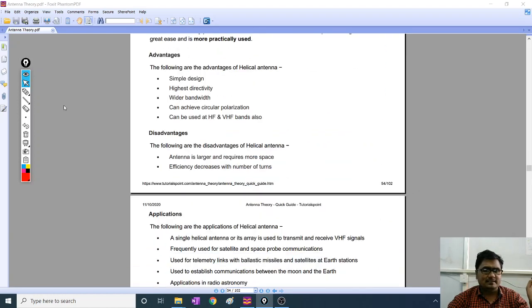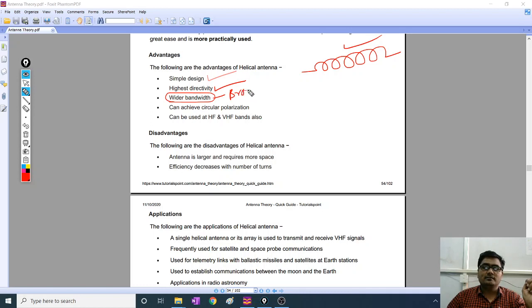Now what are the advantages and disadvantages of the antenna? The first advantage is it has a very simple design. Look at this, the design is so simple. Nothing is there, just form a spring and your antenna is ready. It is highly directive, like Yagi Uda, and even the bandwidth is very large. So those are actually broadband kind of antennas.